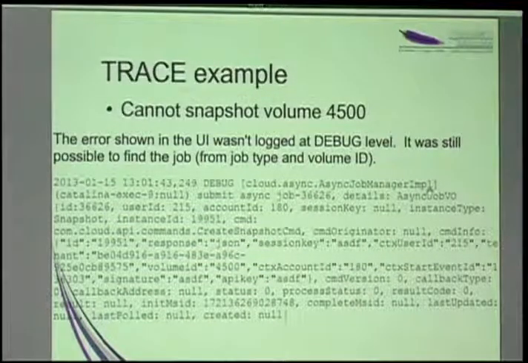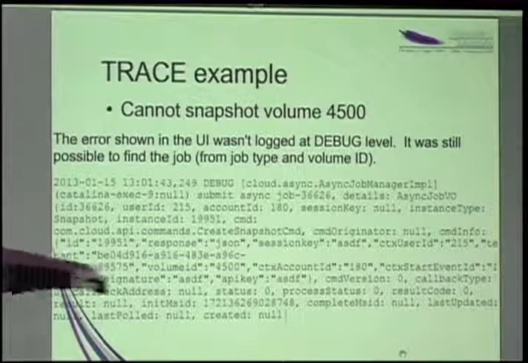So a trace example, for when you don't see something, like obviously an error. In this case, there was an error in the UI, but we couldn't figure it out, basically. They were taking a snapshot of a volume. So in the trace snapshot, you can see we're trying to create a snapshot, and we have the volume they're trying to snapshot. So we're looking at volume 4500 and a snapshot. In this async job submission, we can see the create snapshot command, which is good, and the volume ID is somewhere in here. Yeah, volume ID 4500.